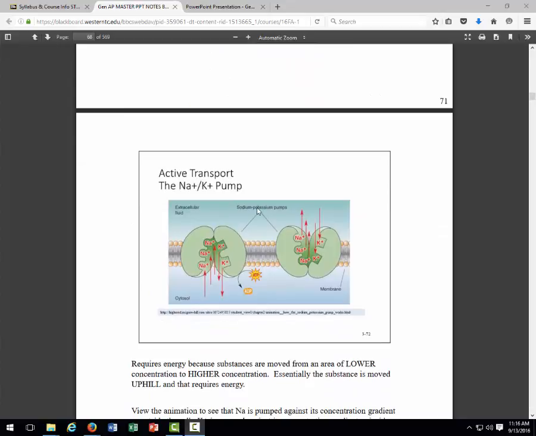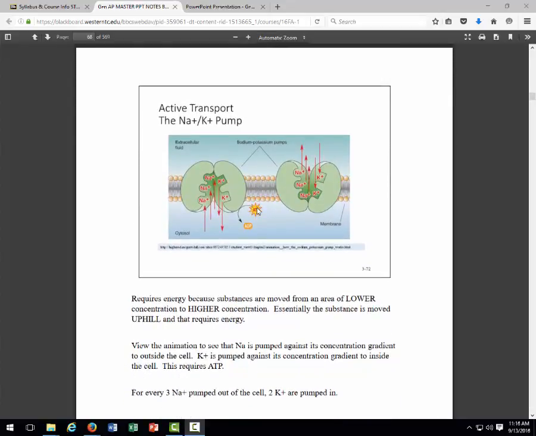Now, the next couple are all examples of types of movement that do require energy. In this case, the sodium-potassium pump, how many sodium are bound to this carrier? 3. And how many potassium? 2. So in one cycle, we're moving 3 sodium and 2 potassium. And if you look at the arrows, which way is potassium moving? Out of the cell. And sodium?